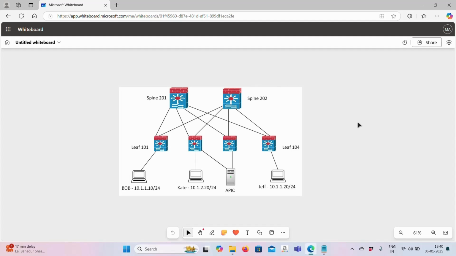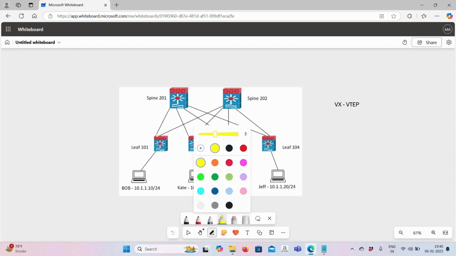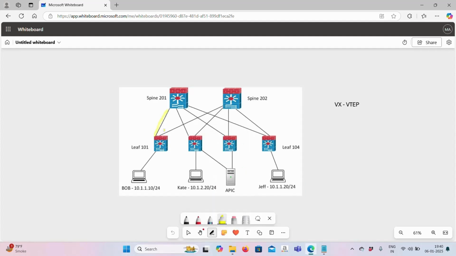So on top of ISIS, VXLAN would be getting established, which means the leaf and the spine switches will be acting like VXLAN VTEPs, right? So what is a VXLAN VTEP, guys? VTEP is a virtual tunnel endpoint, right? So these leaf switches will basically form a tunnel to the corresponding spine switches. So let me just show you. These leaf switches will form a tunnel to the corresponding spine switches, right? That's how the VXLAN tunnel will be formed.